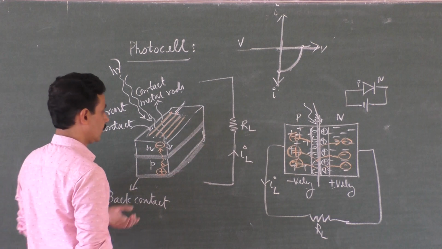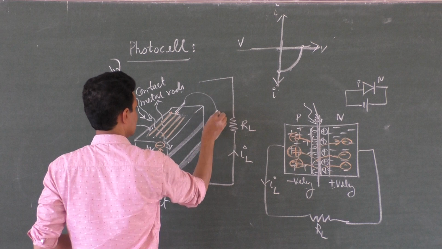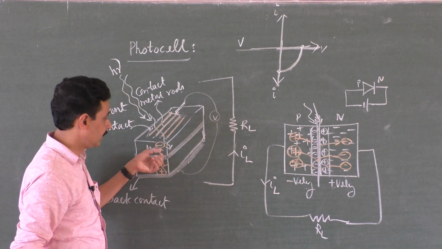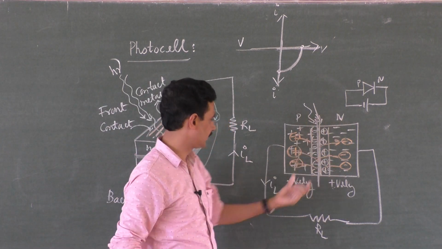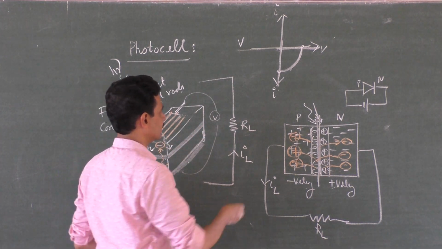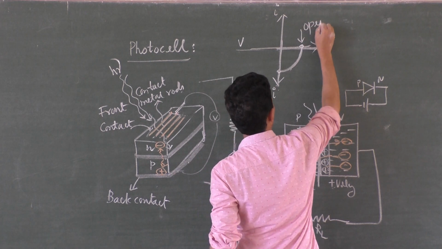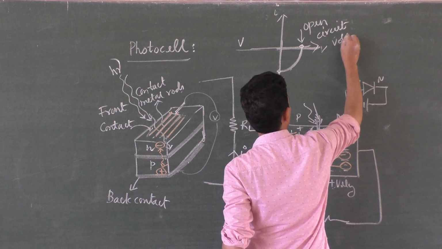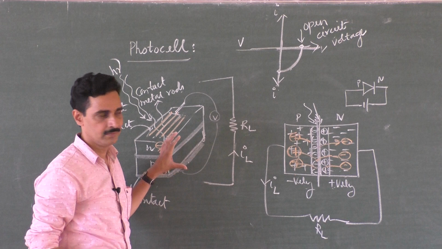So now this is called open circuit voltage. If you connect a voltmeter across this, you will get the voltage across it. Whatever EMF is generated by the movement of electrons and holes, generation and suppression, that EMF will be available. This is called open circuit voltage. That is the full potential difference available across the cell.